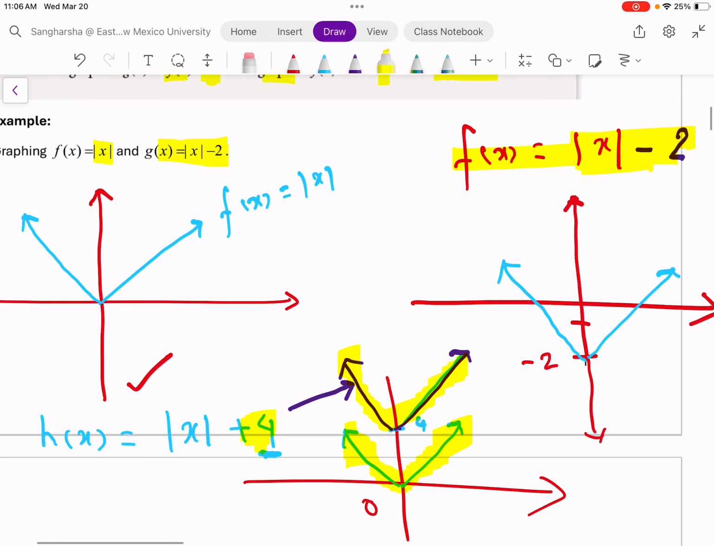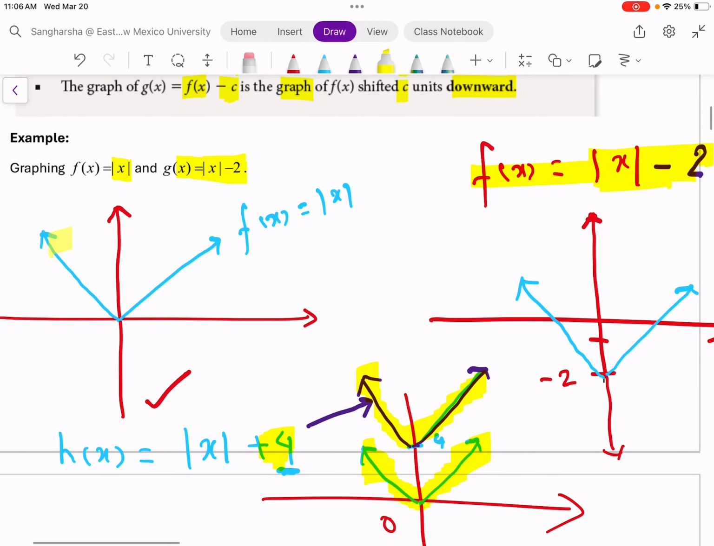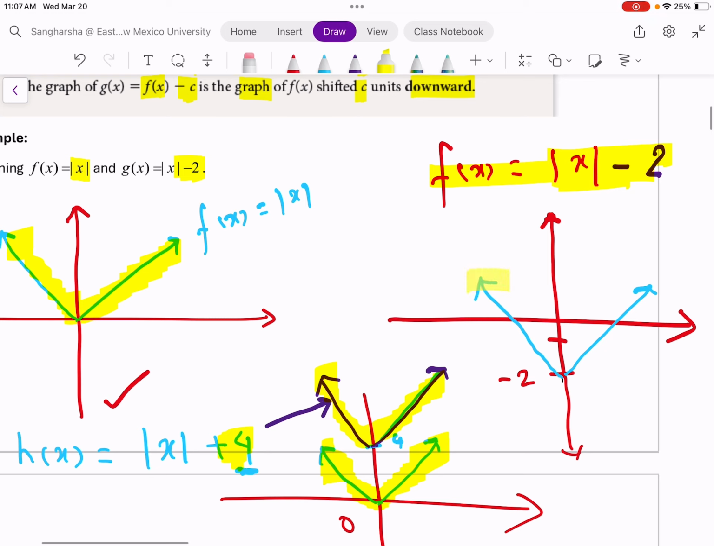Here we have the graph for a basic function, and in this basic function we subtracted 2. Whenever we subtract 2 from a function, the graph is shifted down by 2 units. So this is the basic graph, and when we subtract 2, the graph is shifted down by 2 units. So when you subtract a number from a function, the graph is shifted down.